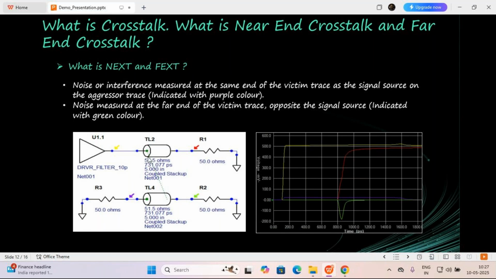Since this is 50 and this is 50, you will not get any reflection. So just see the yellow signal and the red signal. The yellow signal is at the driver.